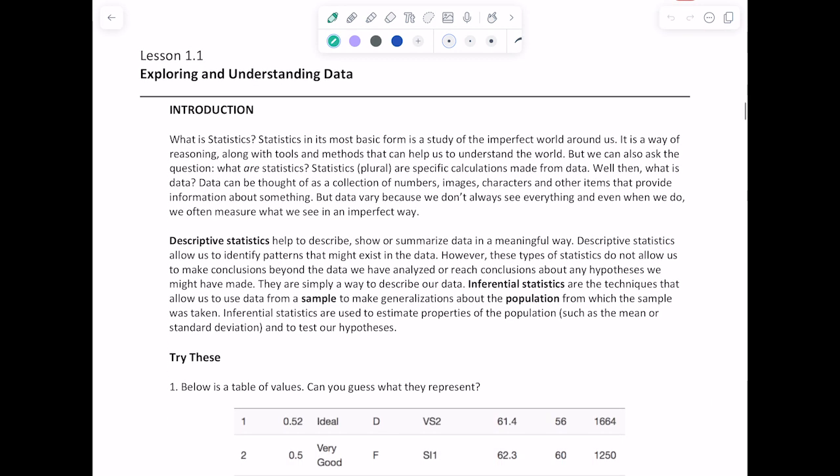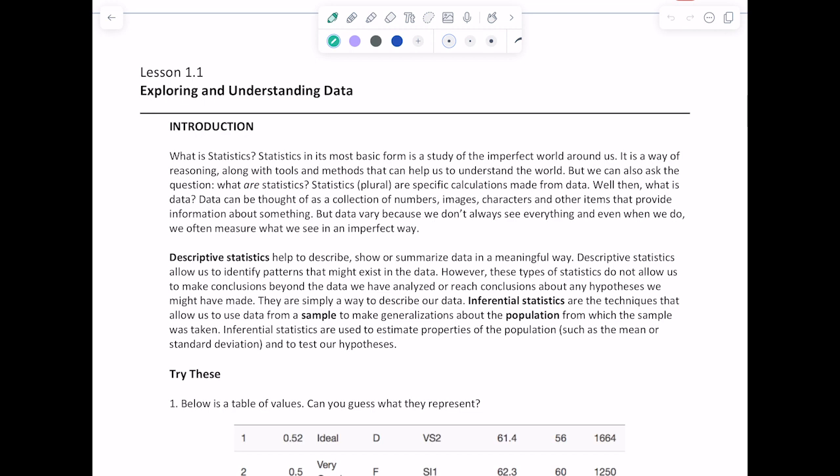Okay, so first off, what is statistics? In its most basic form, it's the study of the world around us. We look at it as a way of reasoning along with tools and methods that can help us to understand the world. When we ask what are statistics, the plural, we're looking at specific calculations made from data.